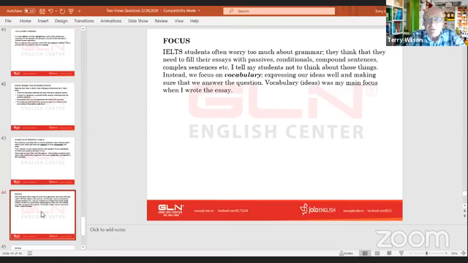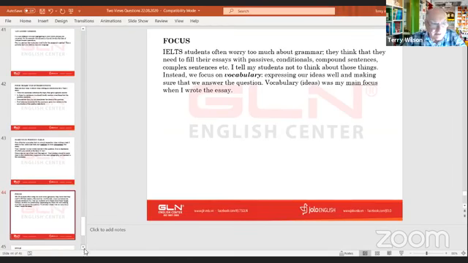Focus. IELTS students often worry too much about grammar. They think they need to fill their essays with passives, conditionals, compound sentences, complex sentences, etc. So I tell my students not to think about these things. Instead, we focus on vocabulary and use it to express our ideas well and make sure that we answer the question. Because vocabulary and ideas were my main focus when I wrote some of these examples that you've seen.